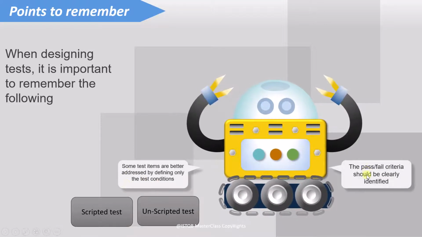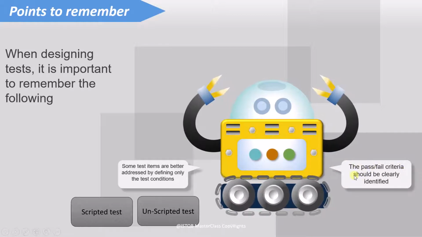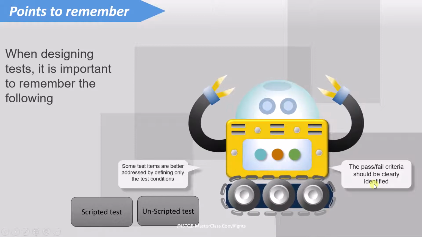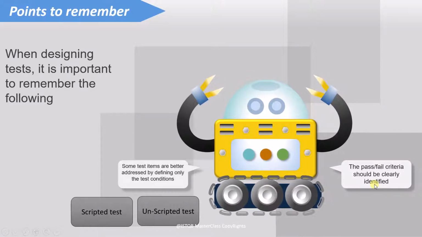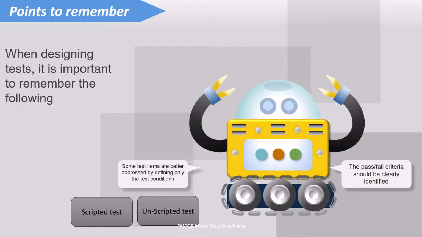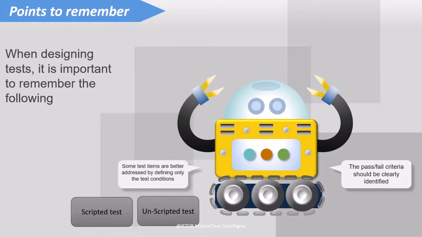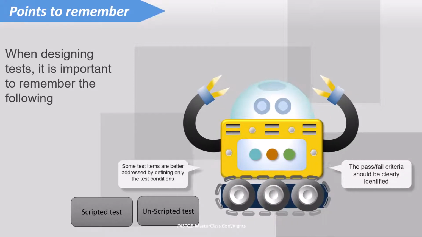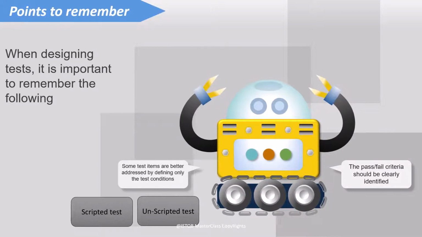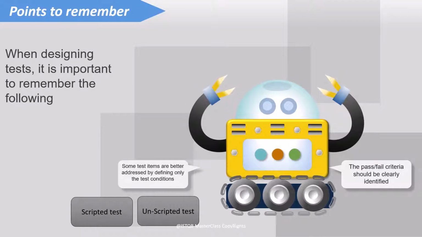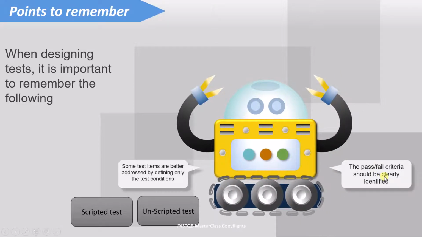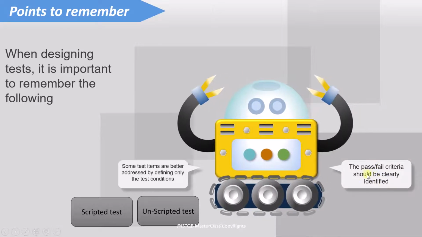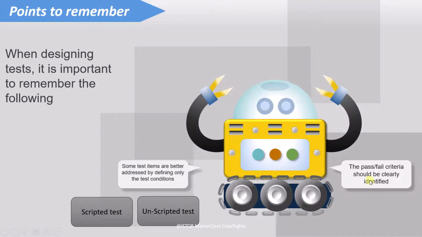Now moving to the next point, that is the pass-fail criteria should be clearly defined. When the test case runs, or when someone is performing a test, when he can say that the test case is passed and the test case is failed has to be clearly defined, and this step is done in the test design phase. So defining the pass and fail criteria is done in the test design phase. That is what you need to remember. It is a very, very important point.